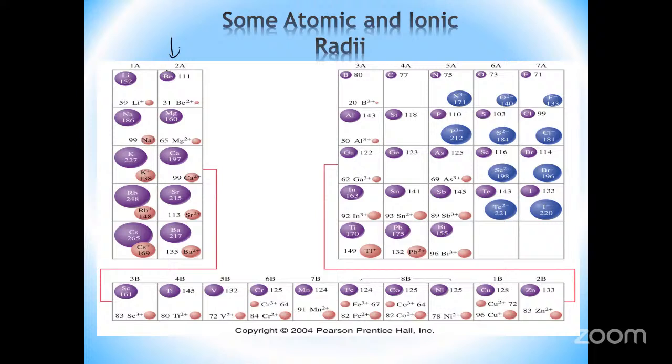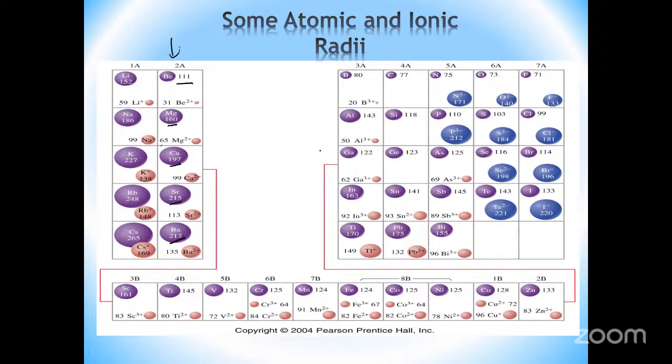So as I said before, going down any group, the atomic size increases. And you can see that in, for example, group 2A, right? At the top of the group, you have beryllium. It has a size of 111 picometers. And then the next in line is magnesium, which is 160. And then the next in line is calcium, which is 197. Then 215 for strontium and 217 for barium, right? So you see an increase in the atomic size as you go down the group.